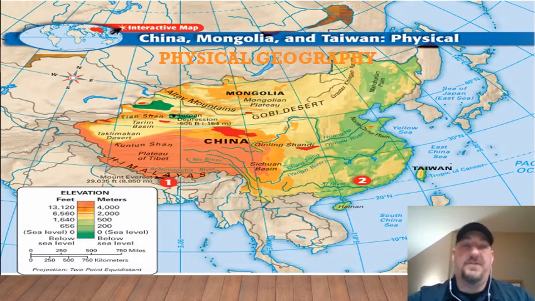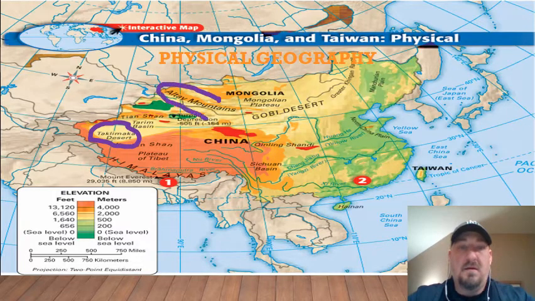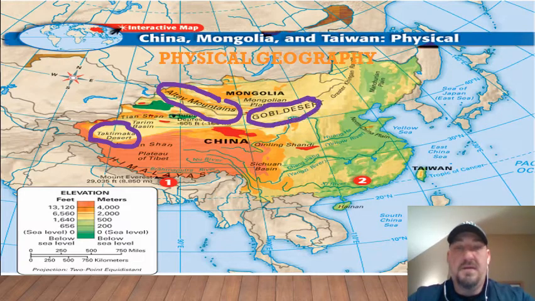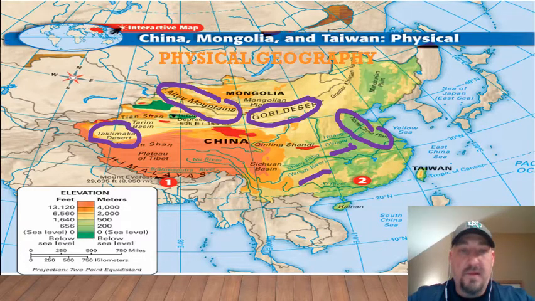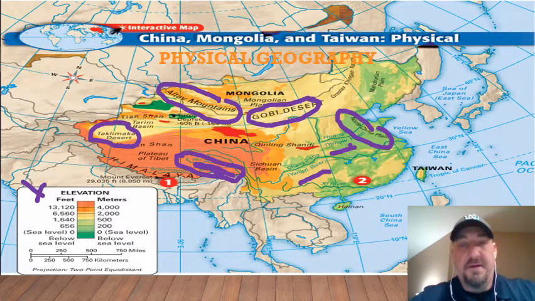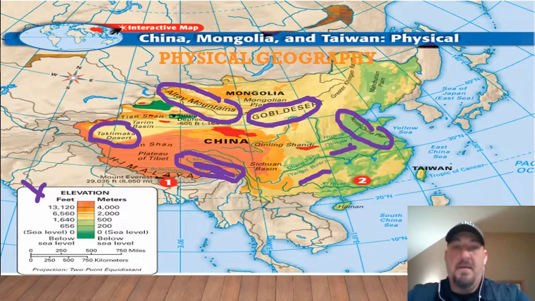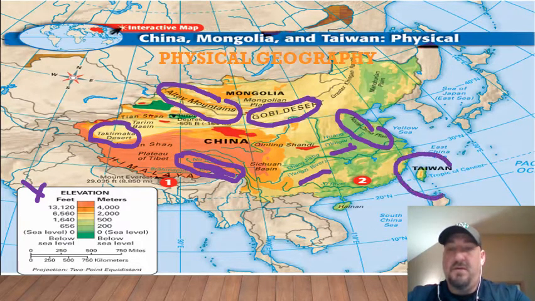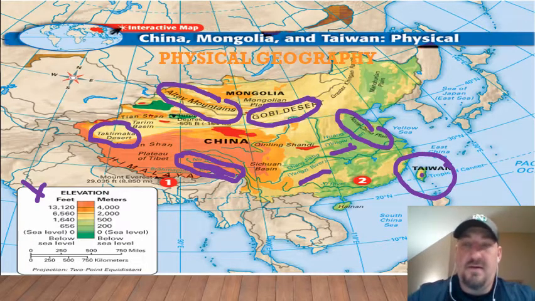So when we're looking at physical geography, we talked about the Taklamakan Desert, the Altai Mountains, the Gobi Desert, the North China Plain, the Honghe or Yellow River, the Yangtze River, and the Plateau of Tibet. It's going to be right in here. Take care to check the key for elevation. We'll be referring back to this map. And then you can see Taiwan off the coast. They do have some higher elevation in the center of the island.